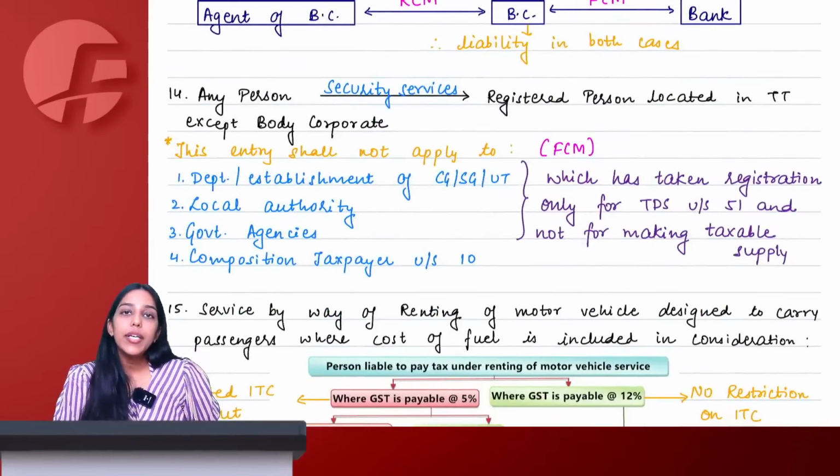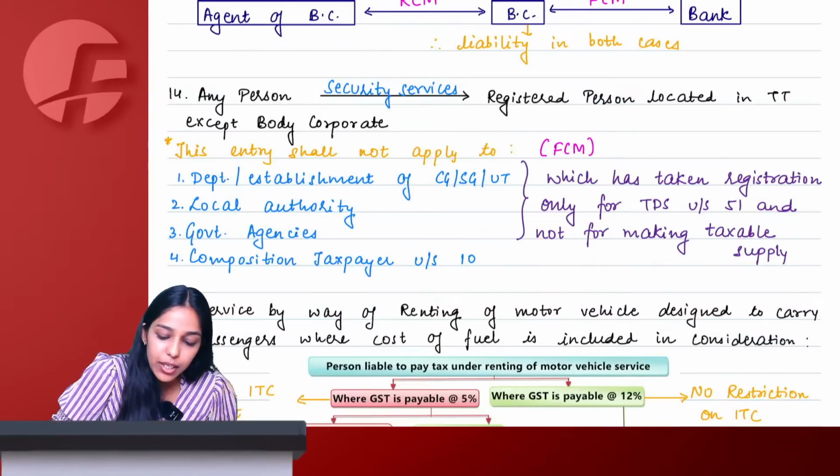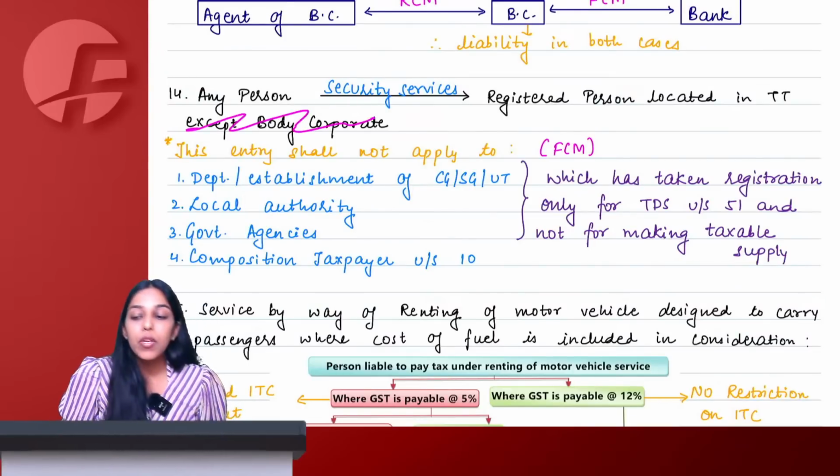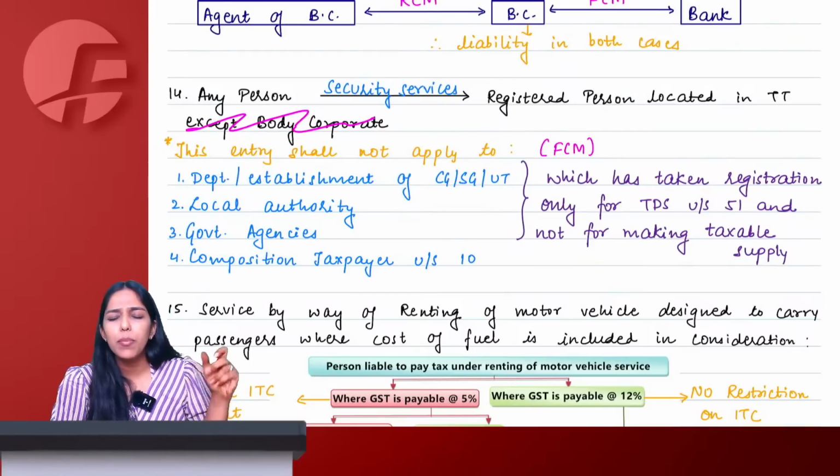Now the point of security services says that any person except a body corporate. Now tell me, who is not a body corporate? Who is not a body corporate?